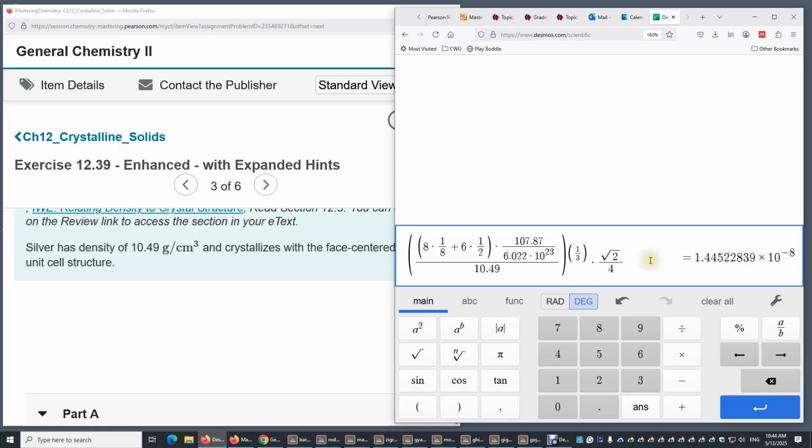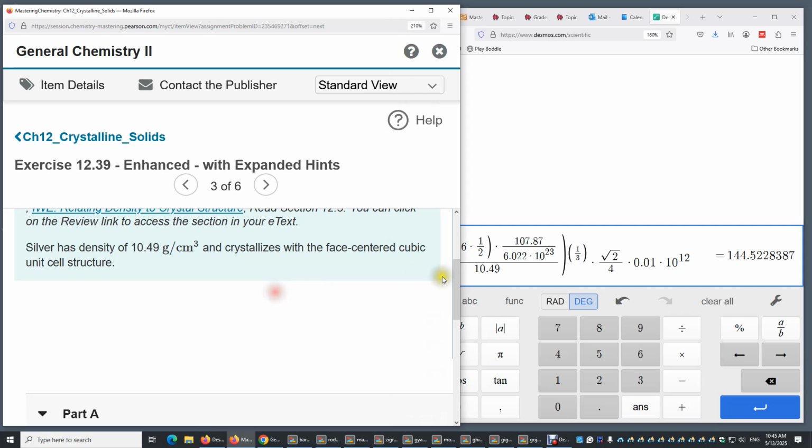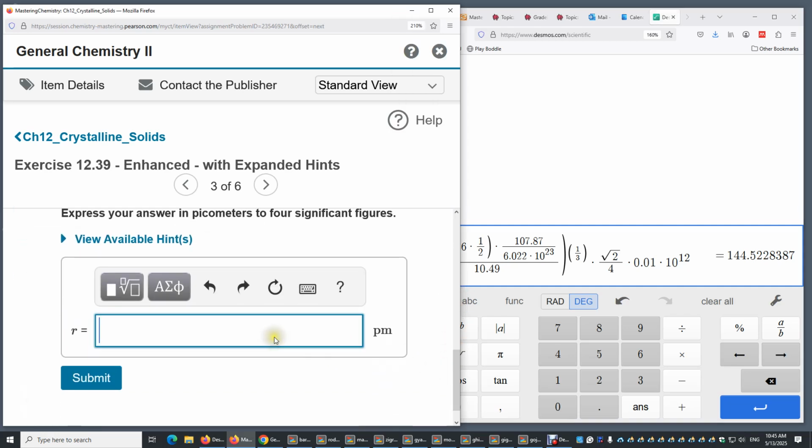We need to convert the centimeters to picometers. Each centimeter is 0.01 meters. So now you see this value in meters, and each meter is 10 to the power of 12 picometers. Now we converted the value to picometers, 145 picometers, as the radius of a silver atom in picometers.